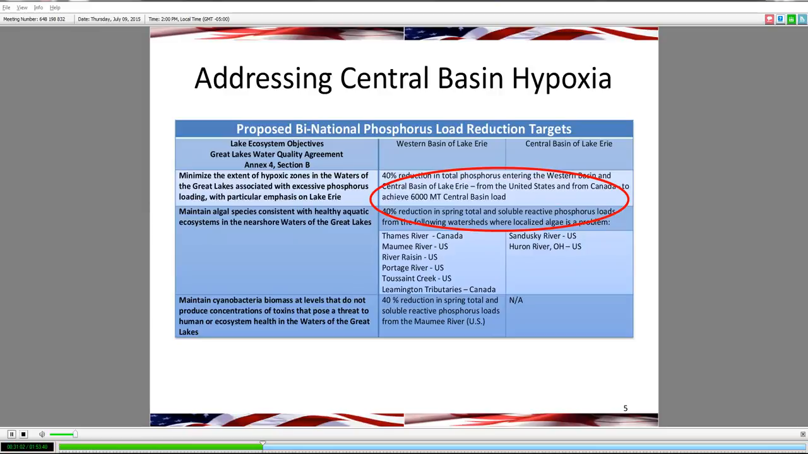So in order to achieve the 6,000 metric tons, we do need to reduce the loading by 40% from current levels in the U.S. and Canada.